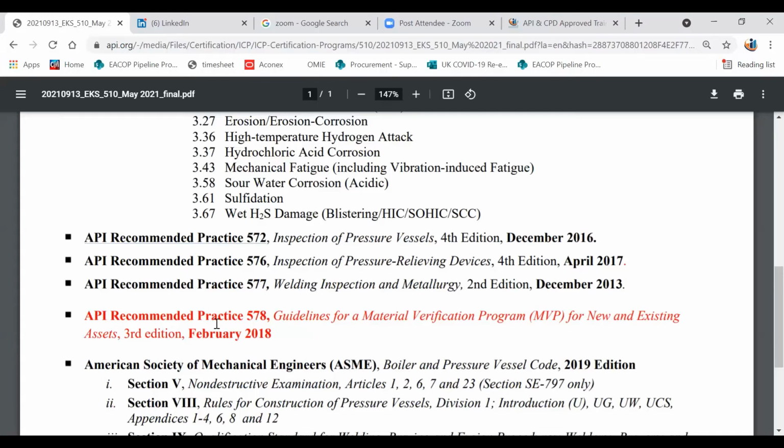Now, if you see here, this is written in red: API Recommended Practice 578, guidelines for material verification. Practically, you direct, say, an X-ray gun, and by the wavelength it receives, it will automatically tell you what sort of material it is. So, are you using the right material? That can be used for consumables, electrodes, base metal, plates, pipes, practically everything. This is newly added, that's why it's in red.